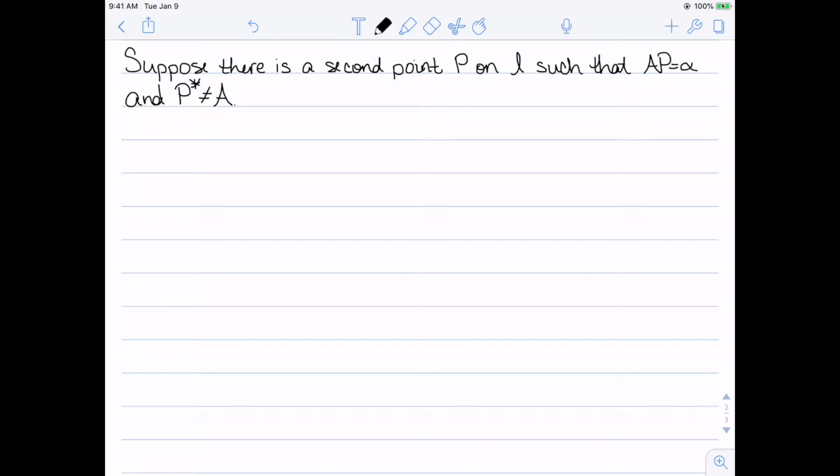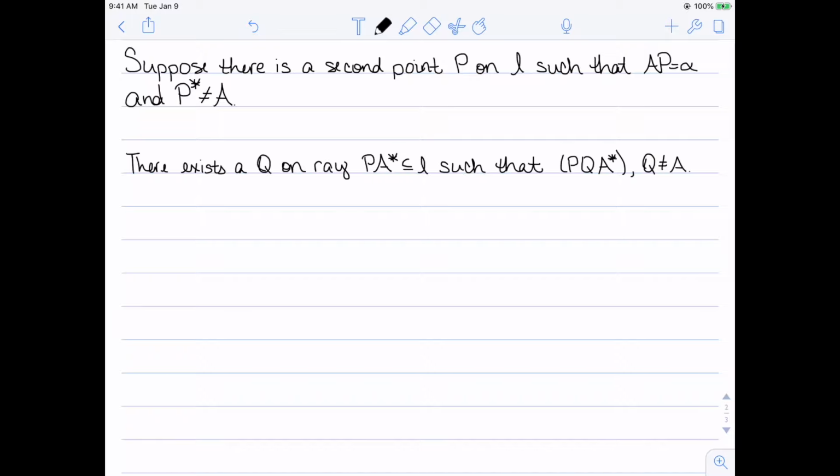We're then going to suppose there's a second point, P, on my line L, such that the distance between A and P is alpha, and P is not equal to A star. So if I take a ray between the point P and any other point on this line, that P star value given by the alpha coordinate is not going to be the same as A. Then there has to exist some point Q on the ray between P and A star, such that Q is between P and A star, so we have P Q A star, where Q is not equal to A.